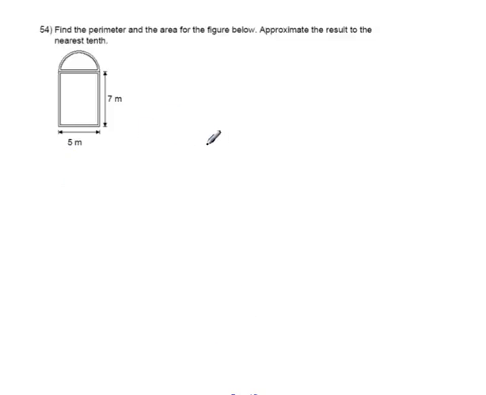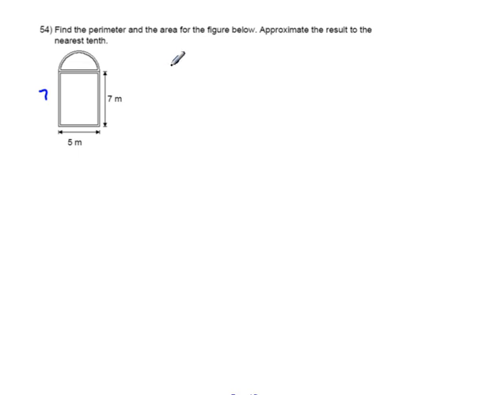Okay, number 54 says find the perimeter and the area for the figure below. Remember that perimeter means distance around. So what I want to find here is all of these distances. We know that this side is equal to the opposite side, so that's 7. What I don't know is, well, what's this amount here? You notice that's a semicircle, or half of a circle.